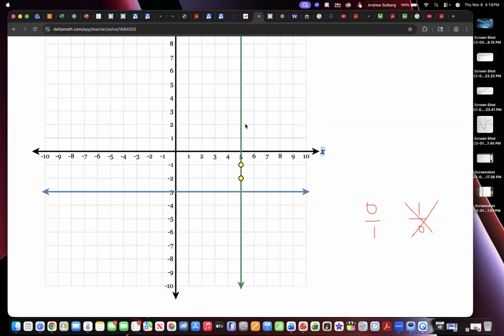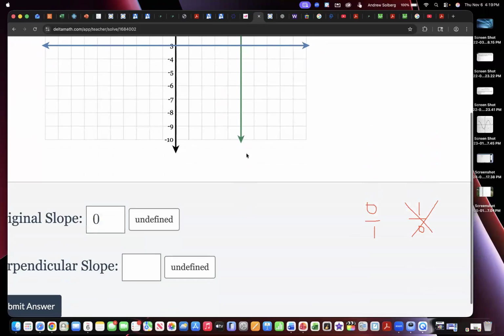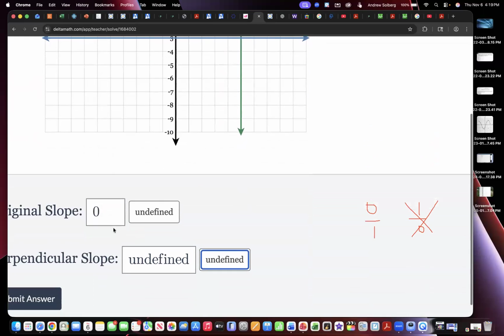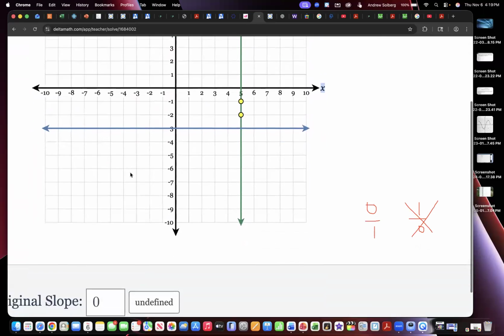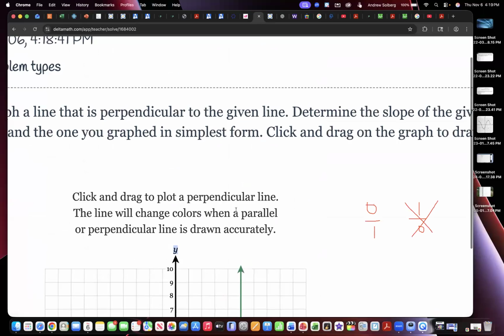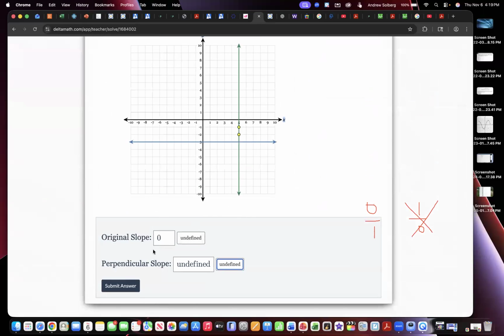which makes sense because undefined is the vertical line, right? So these are indeed perpendicular. There's a button for undefined, so you just click undefined. Vertical and horizontal lines, just like the X and Y axes, make the right angle here and are always perpendicular. So you might run into some zero and undefined, but those will always be perpendicular.